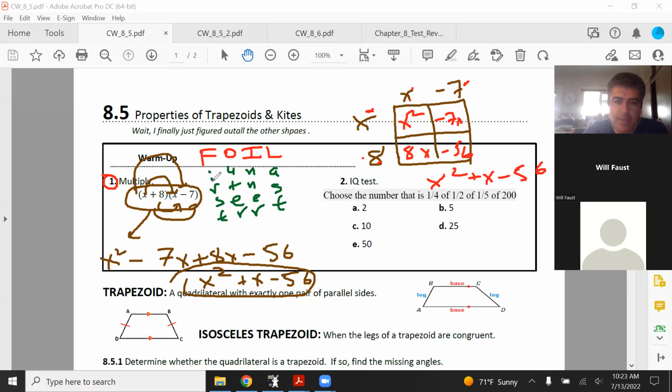So first combine x and x, outer combine x and -7, inner combine 8 and x, last combine 8 and -7. Or you could do a box like I did off to the right, which is not quite following the FOIL technique. Well, kind of. You combine the first terms x and x, and then the outer terms x and -7. Then inner terms 8 and x, and then the last terms 8 and -7.